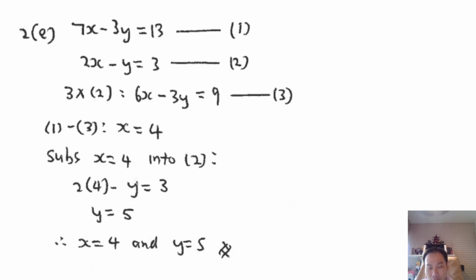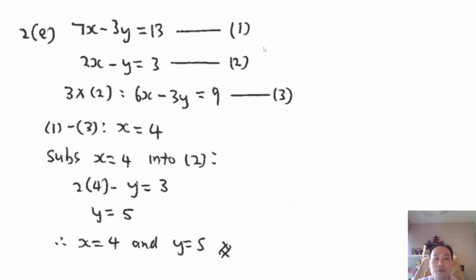So the first question you're told to do is question 2E. You're supposed to use the elimination method to solve this pair of simultaneous equations. The first one, 7x minus 3y equals 13. Just write it down. We name this equation 1. Second one, 2x minus y equals 3, and we name this equation 2.